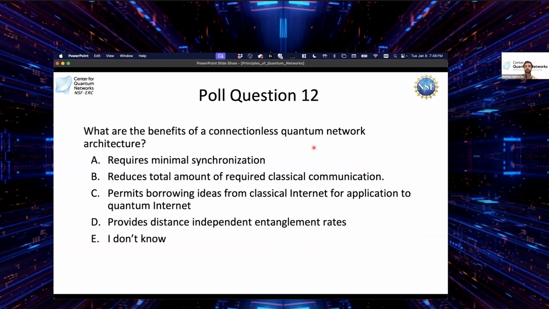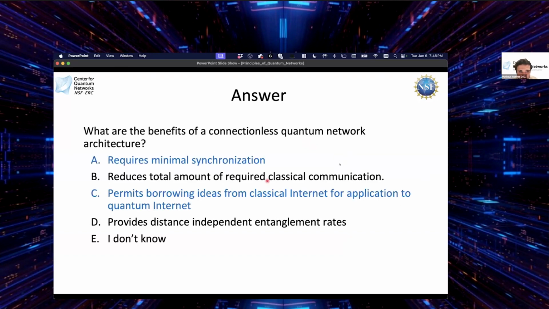Okay, so let's go to our poll question 12. What are the benefits of a connectionless quantum network architecture? A, it requires minimal synchronization. B, it reduces the total amount of required classical communication. C, permits borrowing ideas from classical internet for applications in quantum internet. Or D, provides distance-independent entanglement rates. Or E, I don't know. So let's wait a little while for you to answer, and we'll proceed.